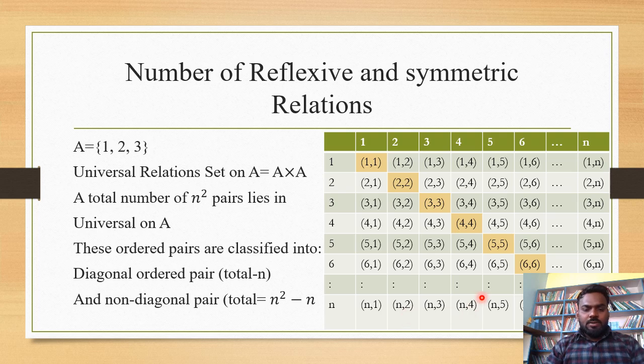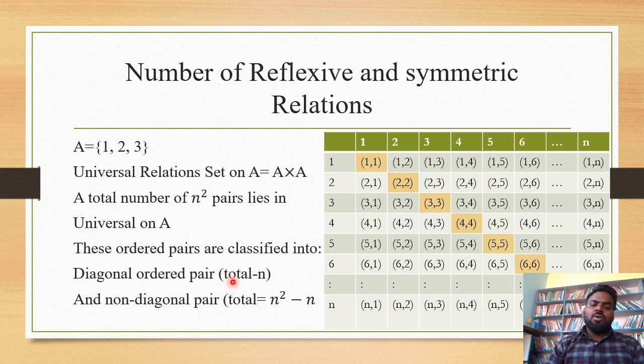Okay, let's see here. You can see here a set where we have taken 1, 2, 3, and A cross A is the universal relation mentioned here. These ordered pairs are classified into two categories. One is your diagonal ordered pair, which is n in number, and another one is your non-diagonal pair.